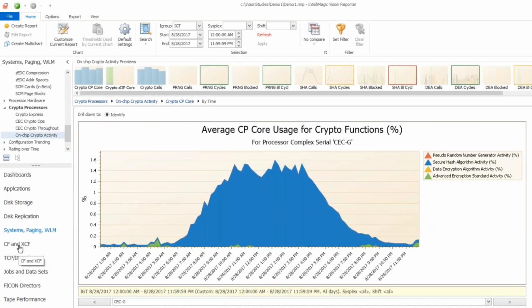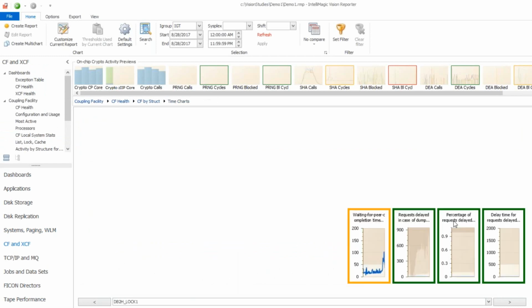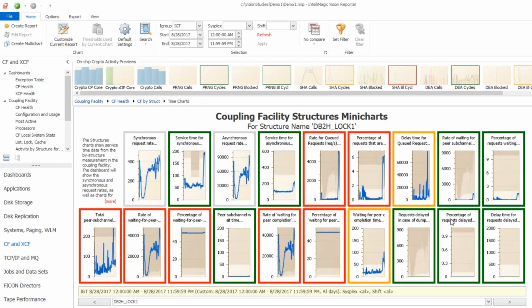Now, one of the most frequent activities of a performance analyst is seeking to identify cause and effect, which is greatly facilitated by the capability to easily view the relationships between various metrics. So let's look at this set of mini charts for a coupling facility structure. It's a DB2 lock structure in this case. Initially, at a glance, we can see that the rate of queued requests is an exception, and we'll come back to that in a minute.